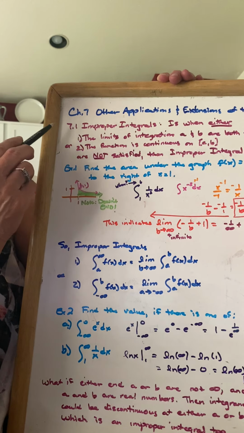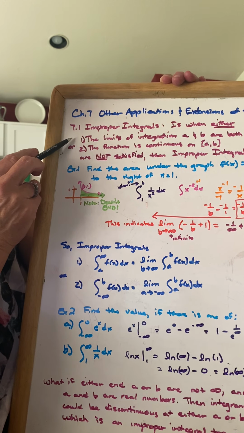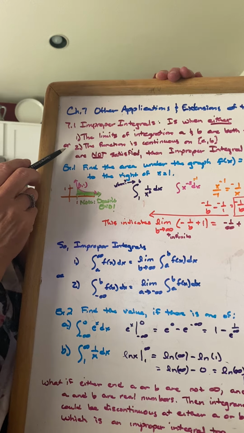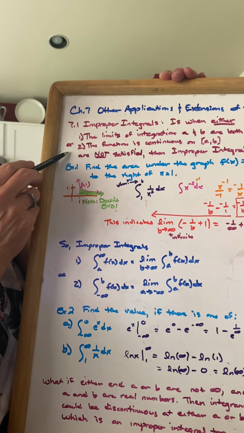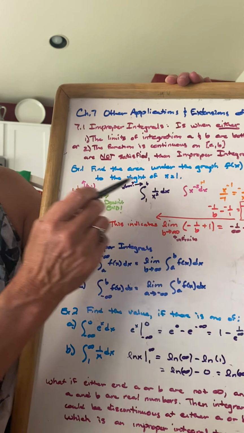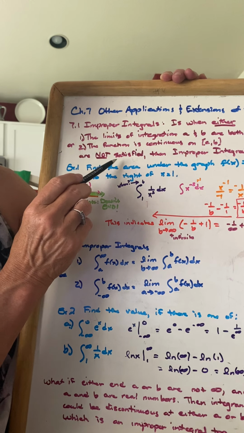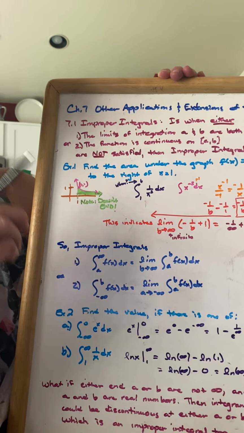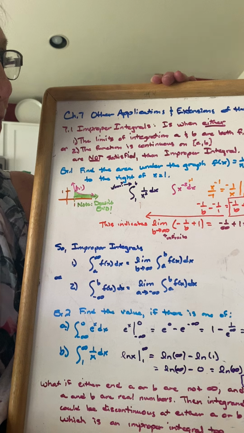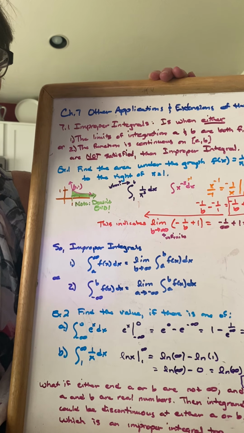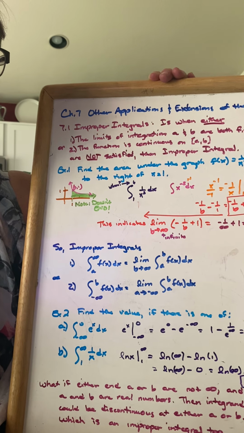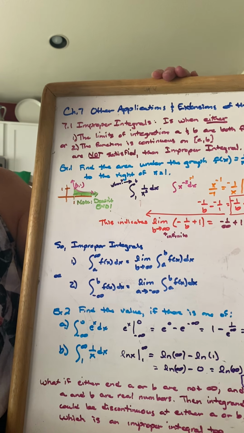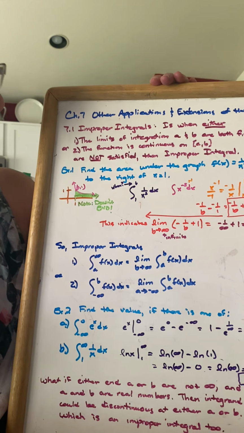An integral is improper when either, number 1, the limits of integration a and b are both finite, or number 2, the function is continuous from a to b, are not satisfied. So when one of these two is not satisfied, it is an improper integral. We're going to learn about improper integrals, and we're going to start with an example.